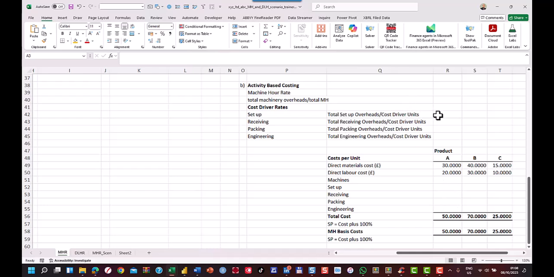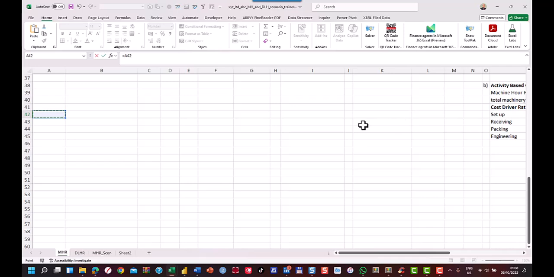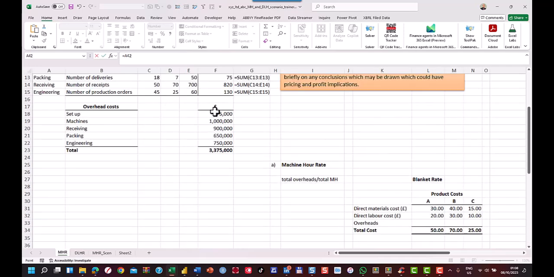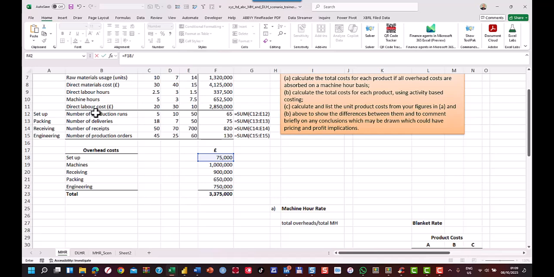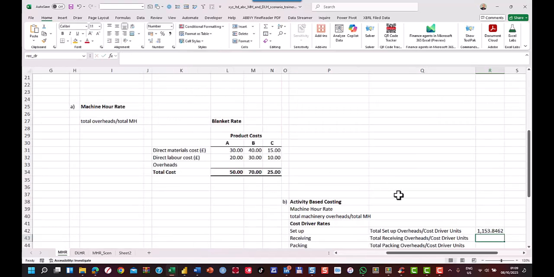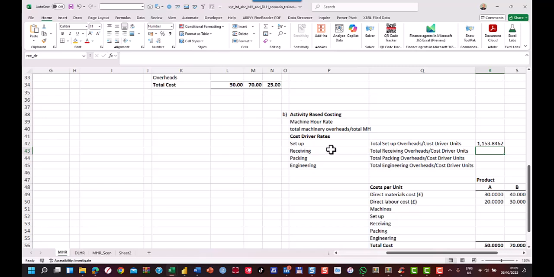So for example, let me just do one of them: the cost driver rate equals setup overheads divided by cost driver units. So setup overheads, 75,000 divided by 65. That's the cost driver rate for setups. Every setup on average is costing £1153.8462 in overheads for every setup.